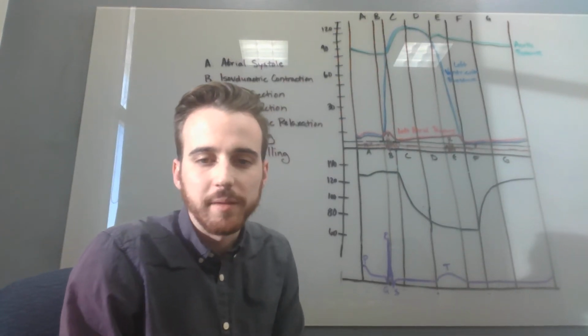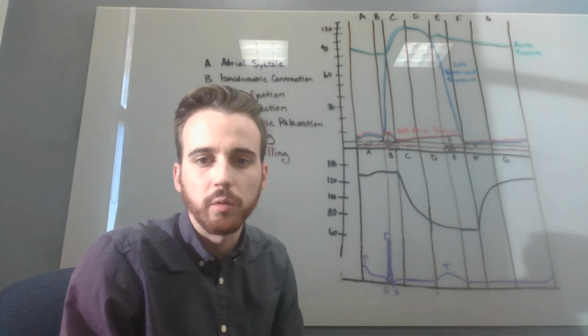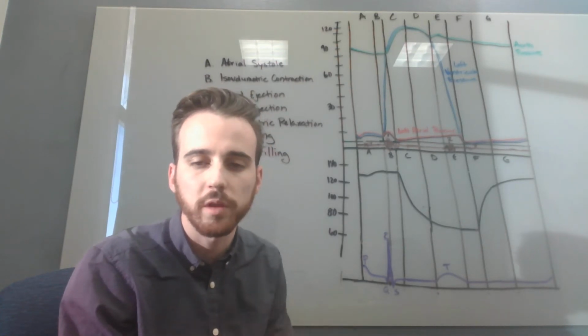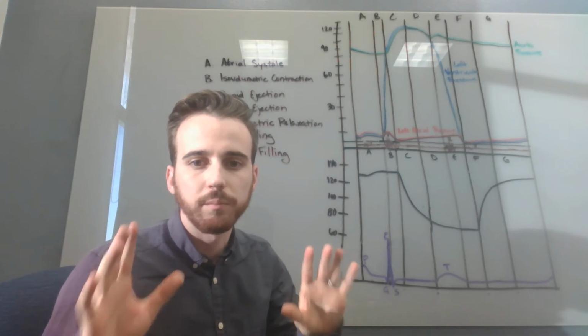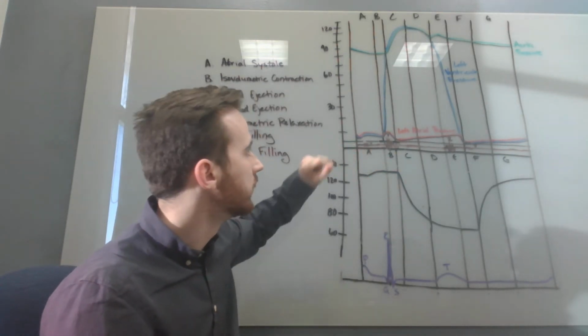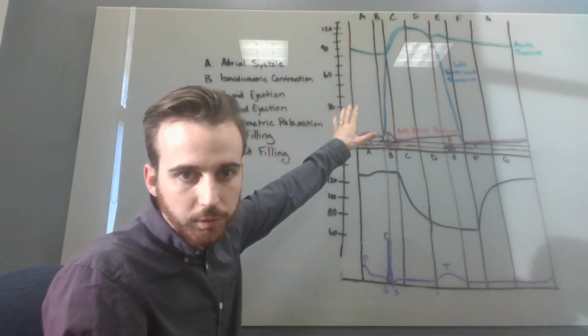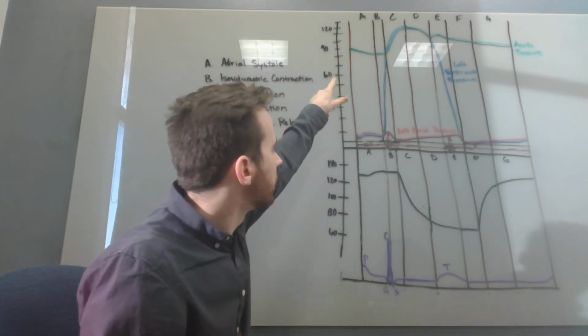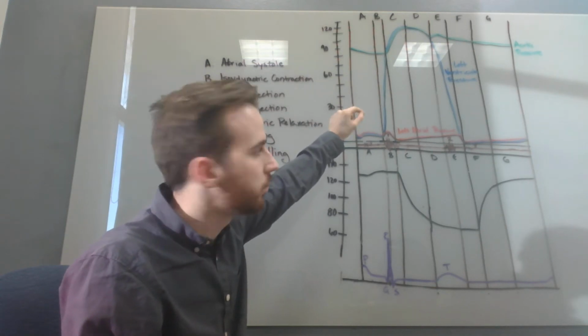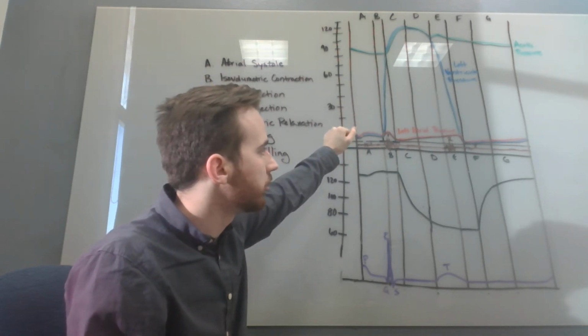Hello. In this video, I'm going to be talking about Wigger's diagrams and how to interpret them, how to understand what's going on. Before I really start talking about it, I'd just like to direct your attention to the board. At the top of the board, we have our pressure curves. In green is aortic pressure, blue is left ventricular pressure, red is left atrial pressure.